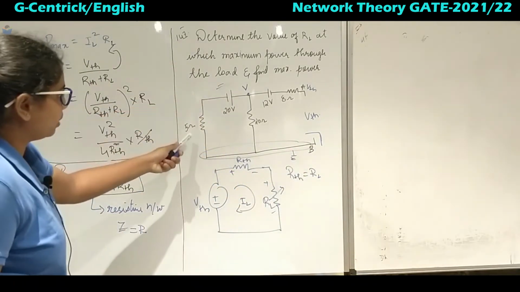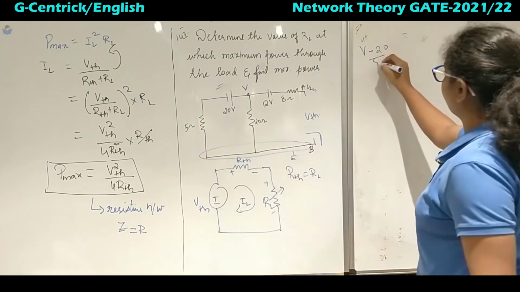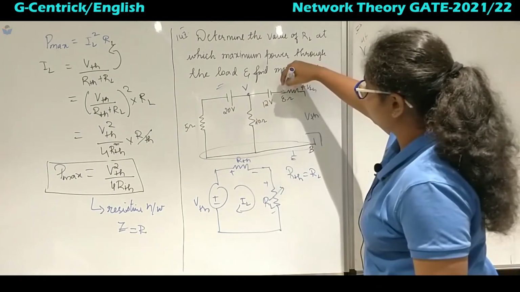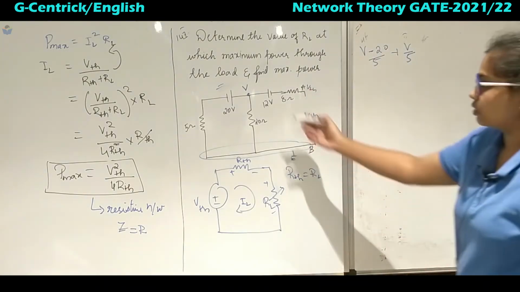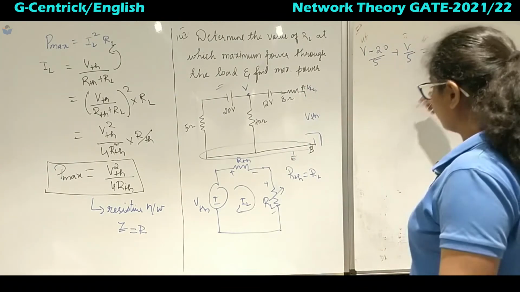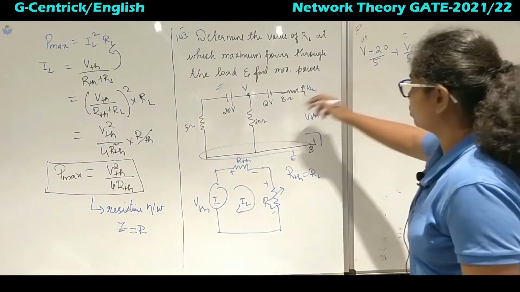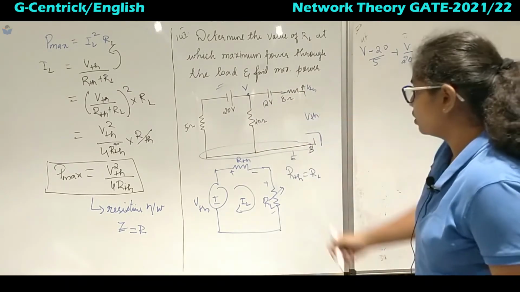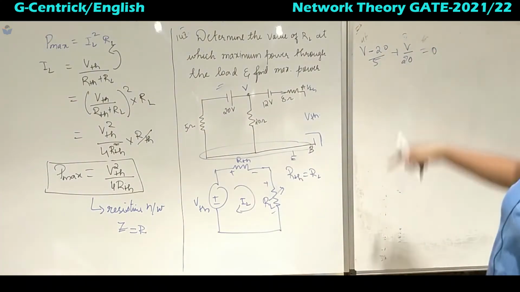So V minus 20 divided by 5 plus V by 5, then we have 0 ampere current flowing in this one, right? So we will not consider this one. So V minus 12 divided by, it's nothing, it's 0. There is no incoming current, so this will be equal to 0. It is not V by 5 but V by 20. So we have V minus 20 by 5 plus V by 20 equal to 0.